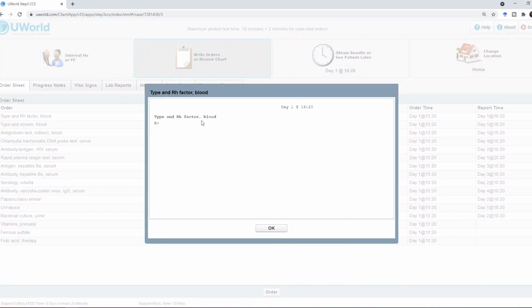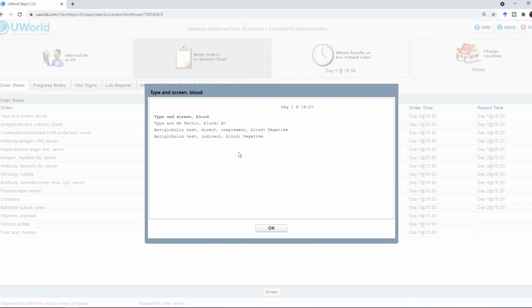Continue. The type and RH factor, it's B positive, and this is important when the patient has negative RH and there are episodes of bleeding or at the time of pregnancy, to give anti-D. So let's go ahead and click OK, continue.